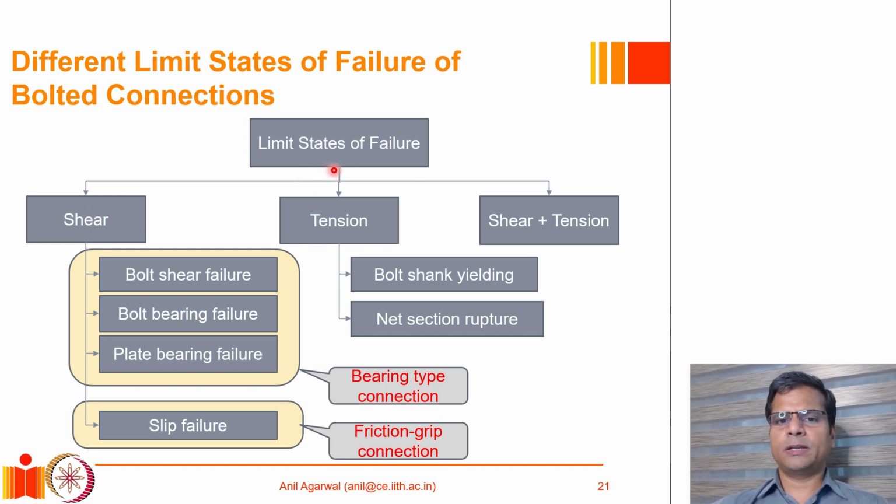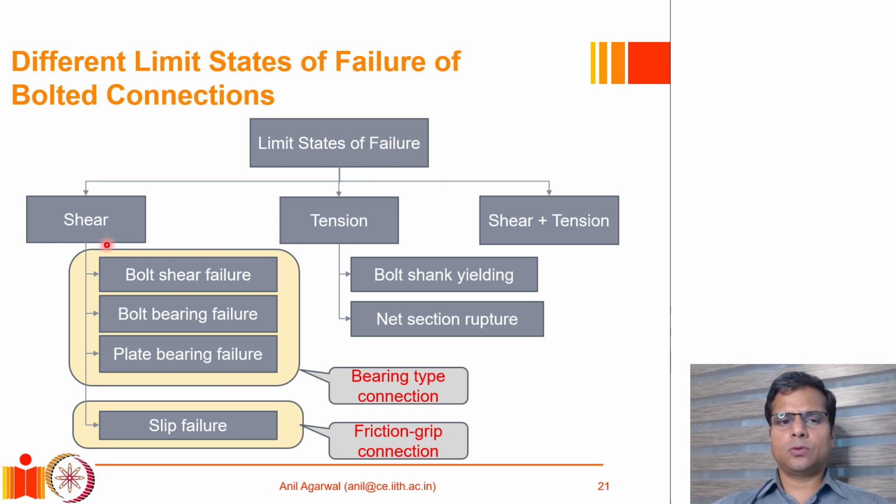The ways are also known as limit states of failure. The ways in which a bolt can fail depend on what type of loading is applied on the bolt. If the bolt is subjected to shear, there are certain ways in which it can fail. If it is subjected to tension force, then there are slightly different ways in which it can fail. And also there is a possibility of a combined shear plus tension failure, for which there are certain limit states, but the expression is more of an empirical nature than actually based on any specific phenomenon.